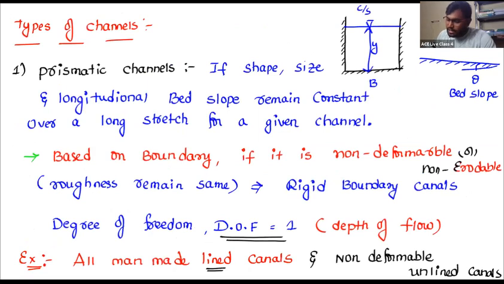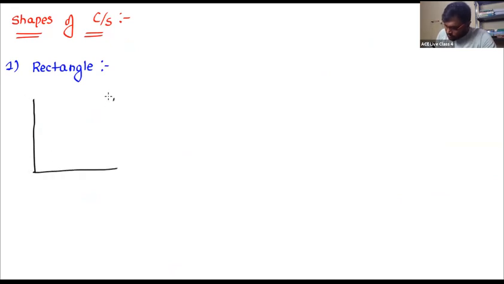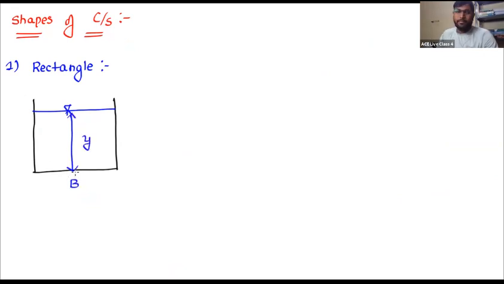What is the meaning of rigid boundary canal? All man-made lined canals. So that's what we are going to call rigid boundary canals. Now, what are the different shapes of the cross sections? Number 1, rectangle. From the start onwards, I was taking the rectangle. So this is a rectangular channel, and this is the water level, and this is going to be the depth of flow Y, and this is going to be the width B.